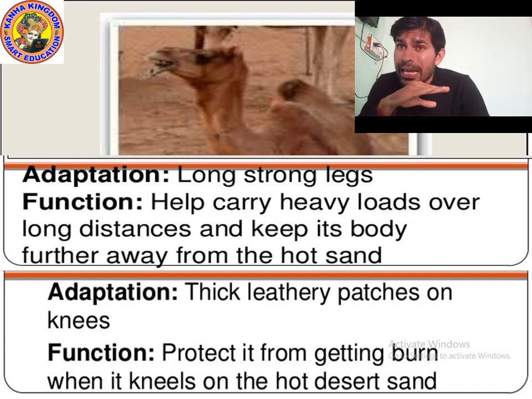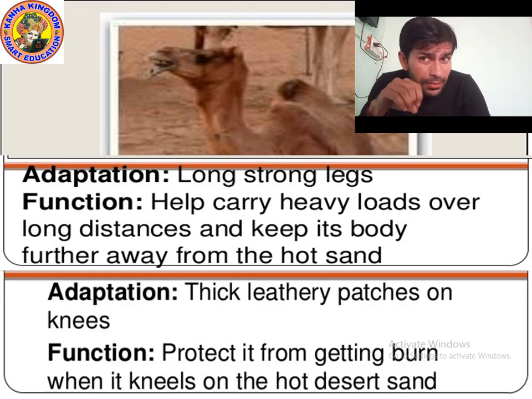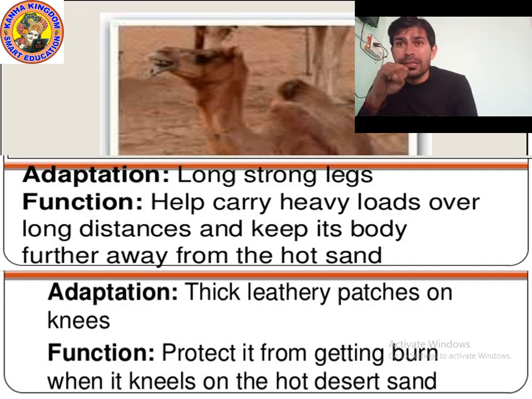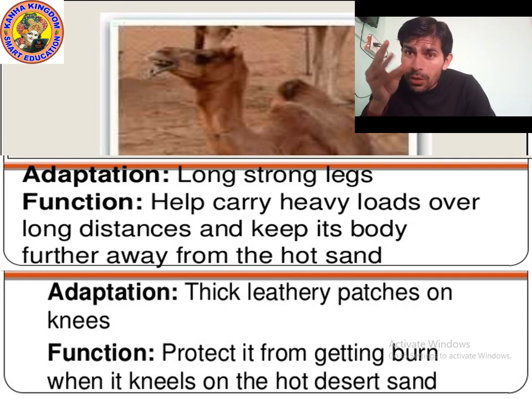Okay, next adaptation, as you can see on the screen: thick leathery patches on the knees. They have a leathery structure on the knees. What is the function of the leathery patches? Because of them, they can sit easily on the soil, and they protect their knees from the hot sand. It protects them from getting burned when they kneel on the hot desert.